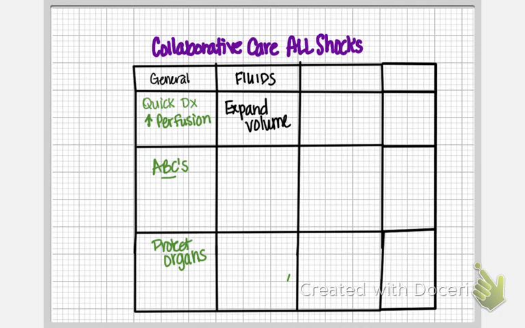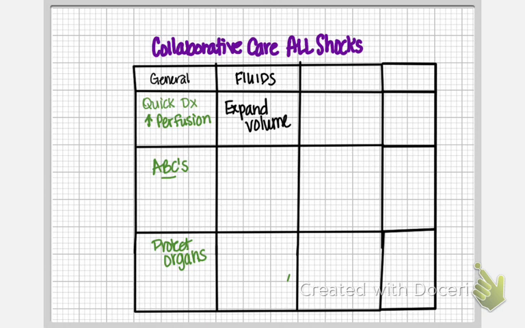And then I just wanted to close it out with collaborative care for all shocks, and talk a little bit about what we do for all of these. So in general, we want a quick diagnosis, and we want to increase perfusion, right? Whatever the reason, there's something wrong with perfusion. In general, we are looking at the ABCs: airway, breathing, circulation, right? And then we also want to protect the organs, and we do several things to protect the organs, such as early feedings and putting them on a ventilator.